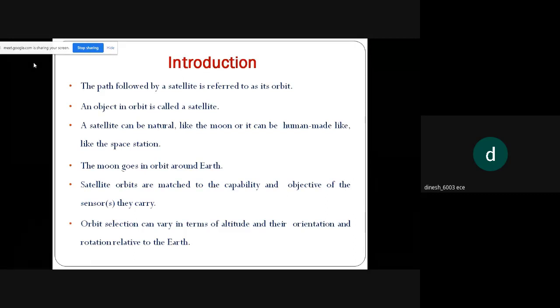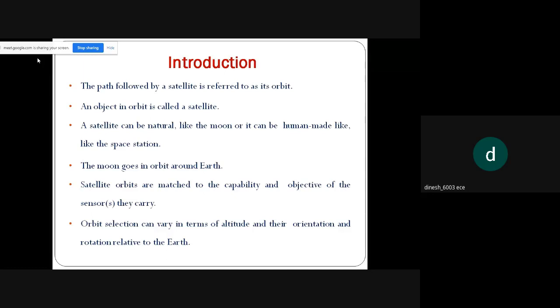The satellite is being used as one of the tools or platforms for remote sensing. We need to know some basics of satellites. So, satellites are natural satellites and man-made satellites.